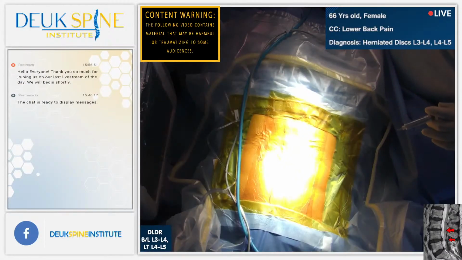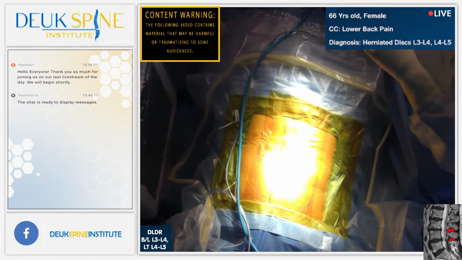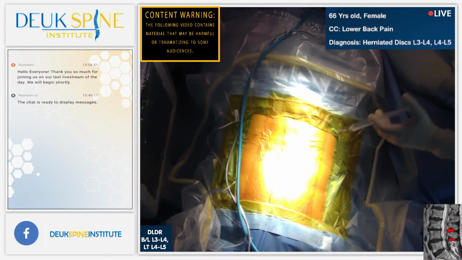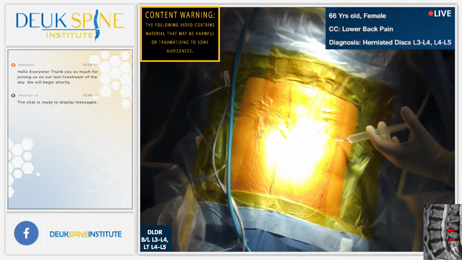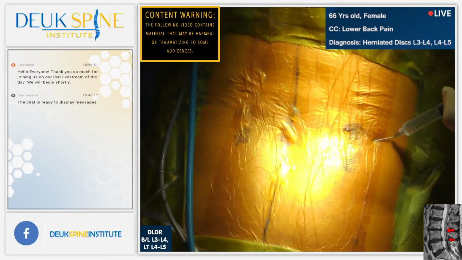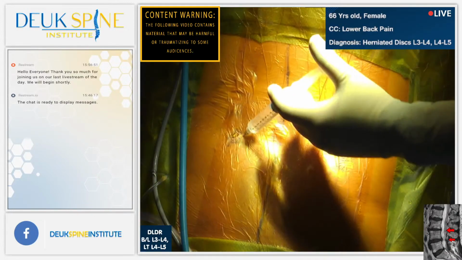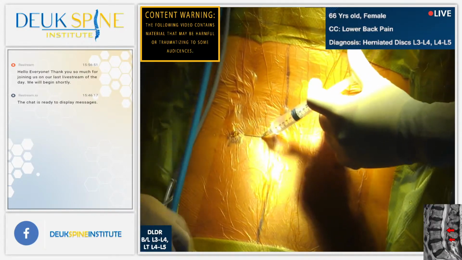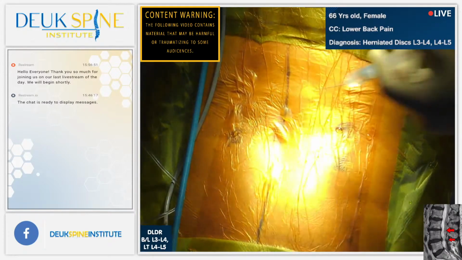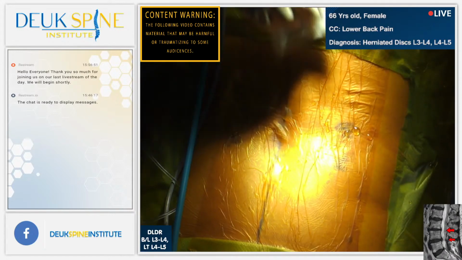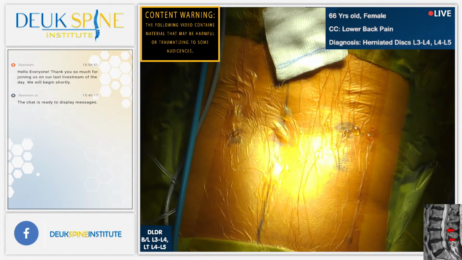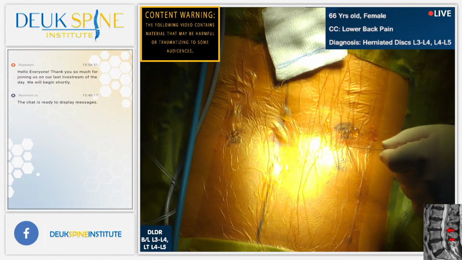And welcome. It is the afternoon on the 20th of July. We're going to be performing Deuk laser disc repair, bilateral L3-4 and left L4-5. This patient has herniated discs and pain from the herniated discs in the back. So, back pain localized to L3-4 and L4-5. We're going to go in and do the Deuk laser disc repair.